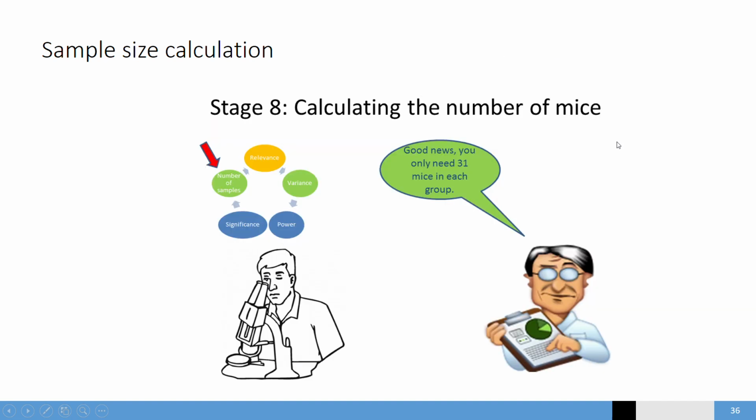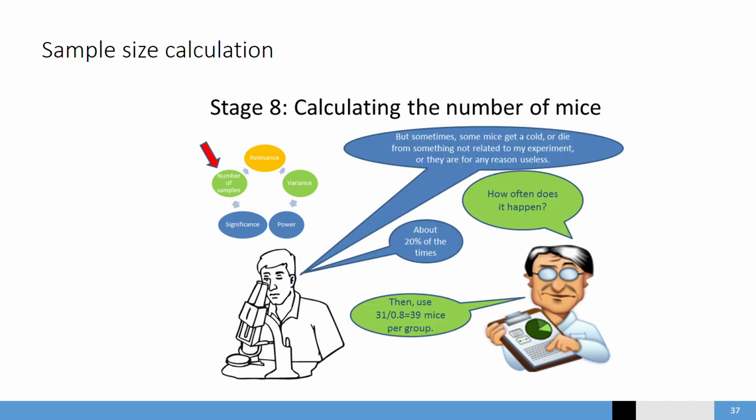Okay, so now, good news, you don't need 3000, you need only 31 mice per group, so not 3000. Okay, but you know, sometimes some mice get cold or die, or they fight each other, or for any reason I cannot measure them, and then if I need 31 and if I lose a few of them, I will not have 31 anymore. So how often does it happen? Okay, so it happens 20% of the times.